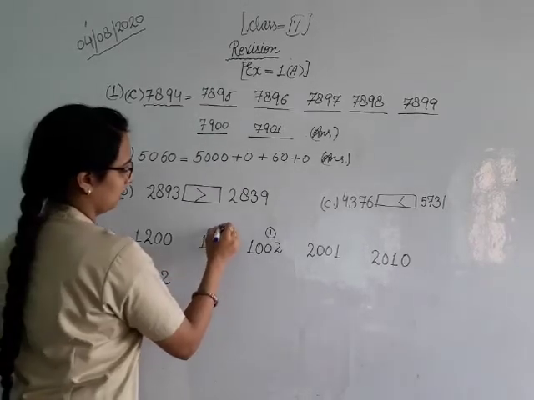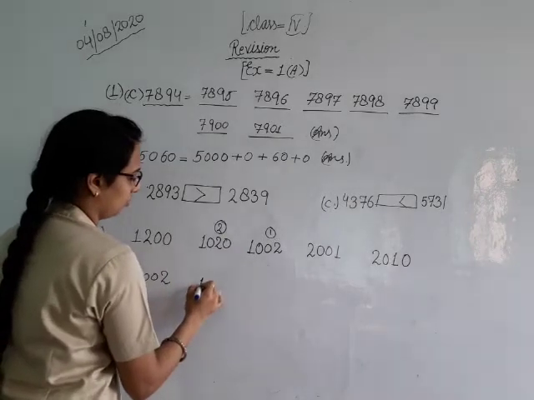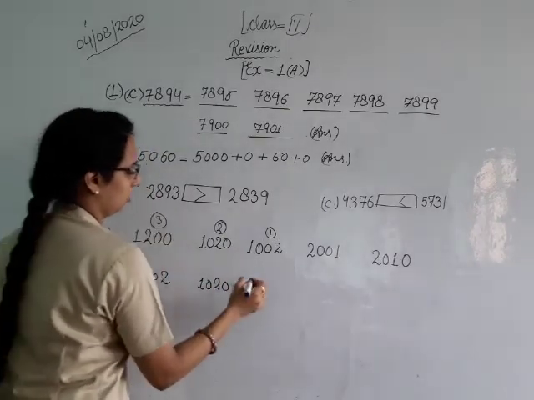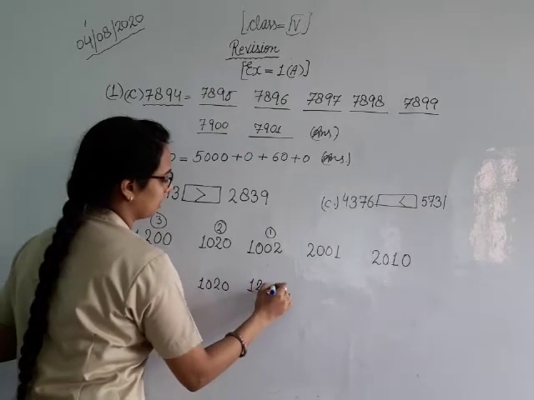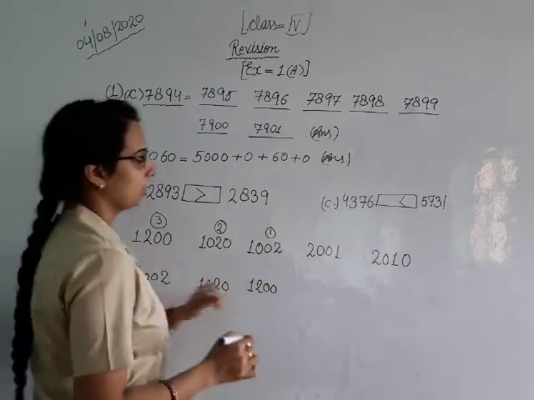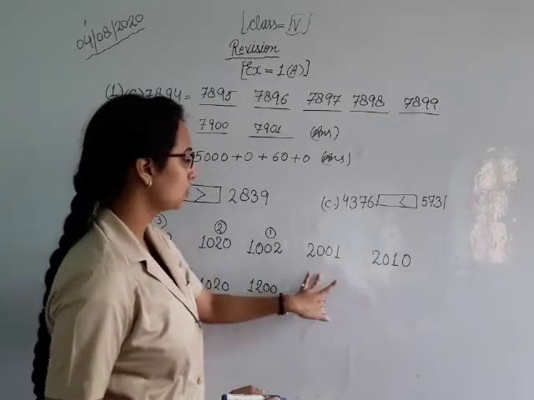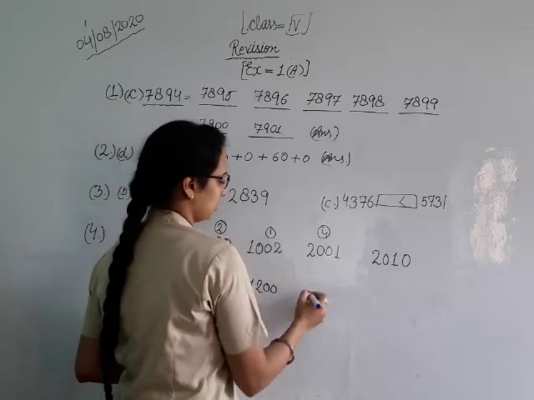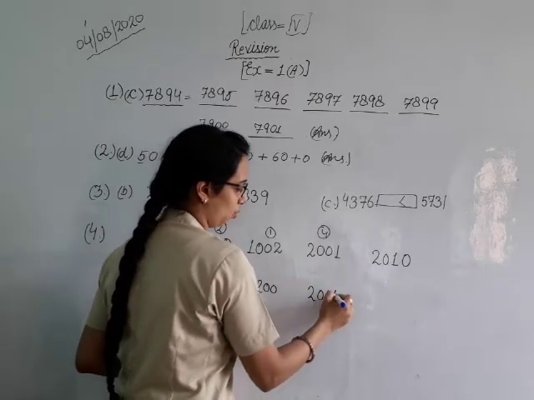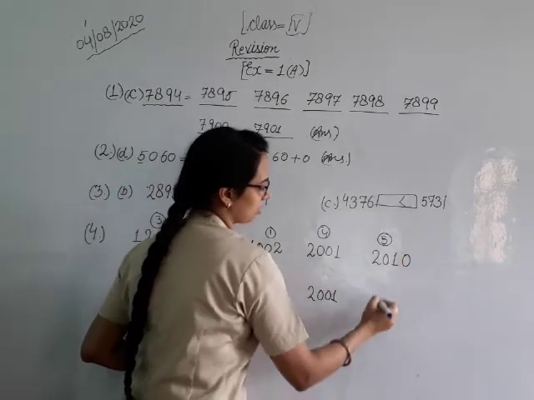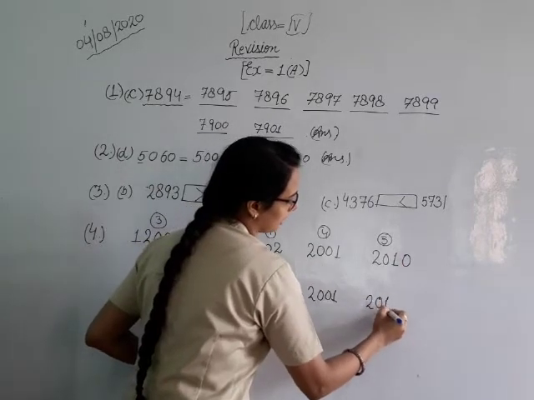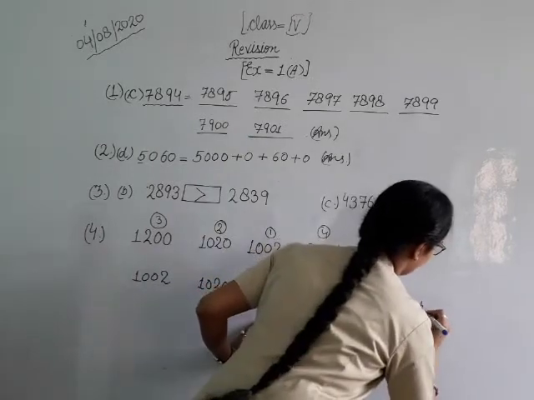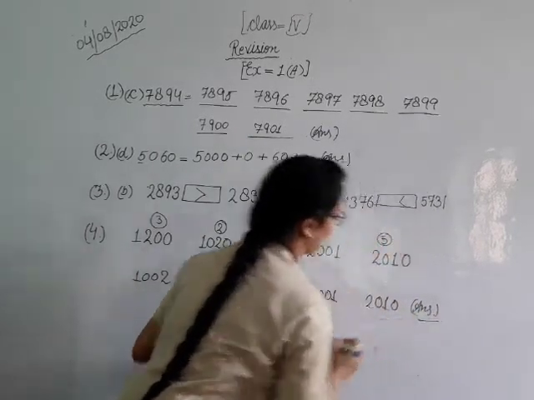Then second 1, 0, 2, 0. Third place 1, 2, 0, 0. Okay. Now this is over here. Now see these 2 digits. Which is smaller? This one. So this will come at 4th place, 2, 0, 0, 1. And this will come at last because it is the biggest number. Understood here? And this is our answer. Okay. Have you understood?